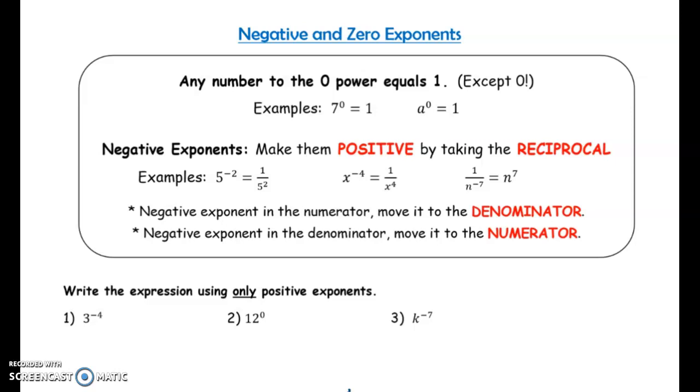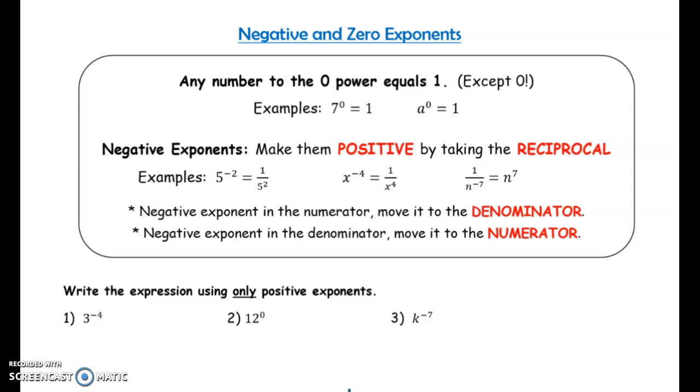All right, so today we are going to take a look at negative and zero exponents. These are the last rules that we're going to look at. And again, I'm going to go through the rules pretty quickly at the beginning so that we can get to the practice. So any number to the zero power is 1. That's pretty simple. Anything that has an exponent of 0, the entire base then just equals 1.